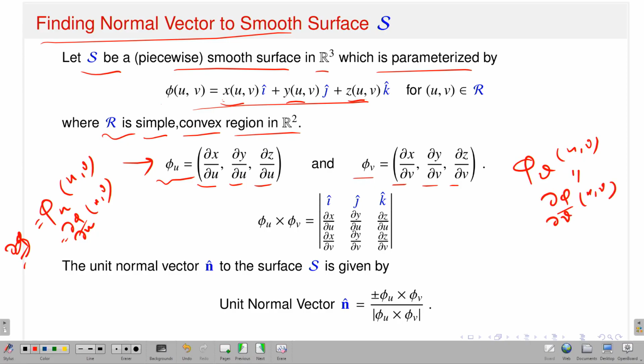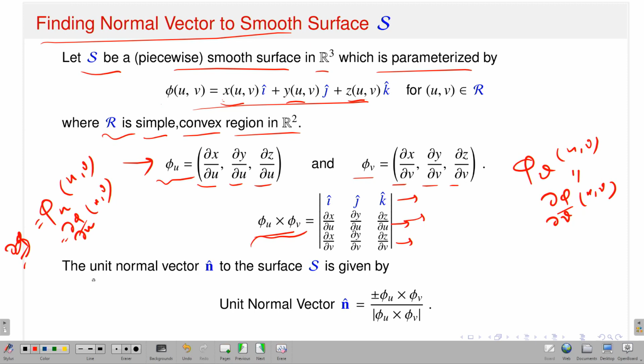Then you have to take the cross product, if you remember. So if I take the cross product phi u cross phi v, this is the formula you know in terms of the determinant formula. The first row should be i, j, k, and then the corresponding components of phi u and phi v. If I get that, it will give you the vector phi u cross phi v.